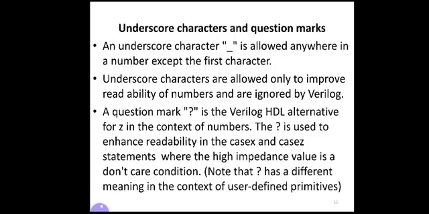Next, underscore characters and question mark. An underscore character is allowed anywhere in the number except the first character. So you are allowed to use the underscore character anywhere except the first character. Underscore characters are allowed only to improve the readability of a number and are ignored by Verilog.